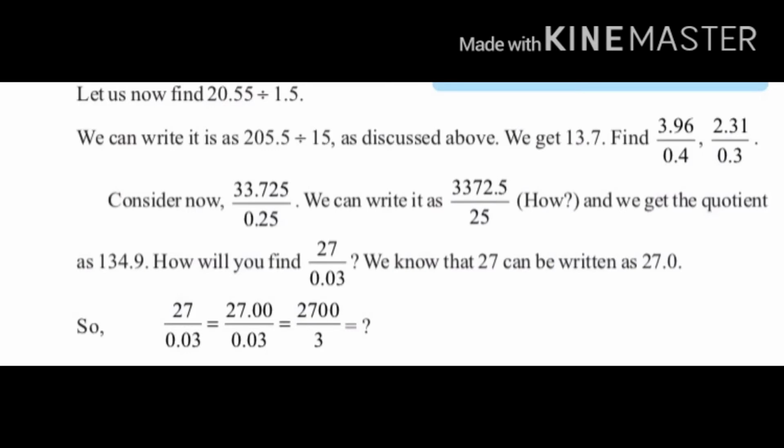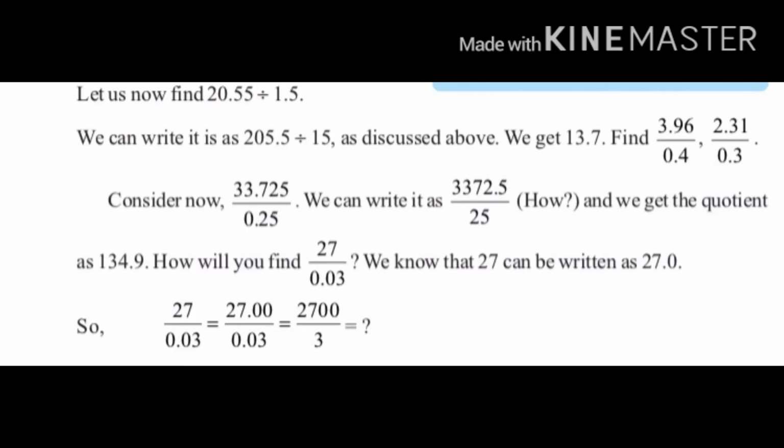Now similarly you can find 3.96 divided by 0.4, 2.31 divided by 0.3. Now consider 33.725 divided by 0.25. Now we can write it as 3372.5 by 25. Now how?